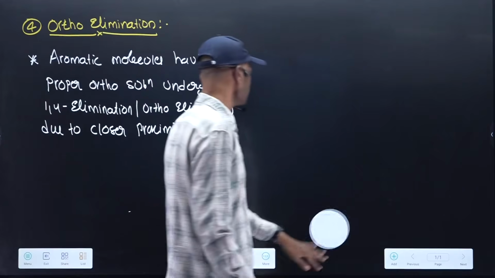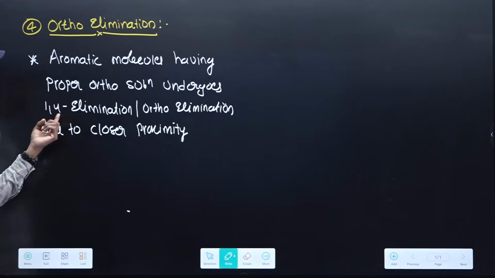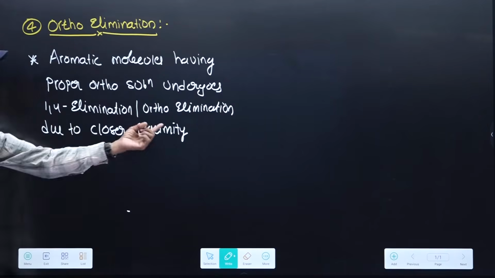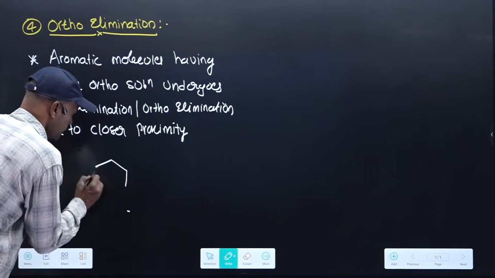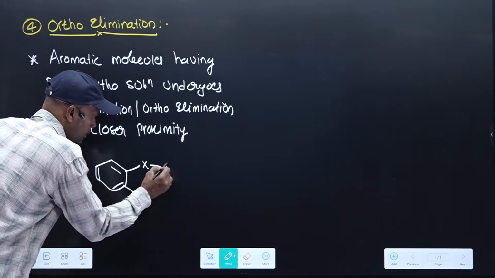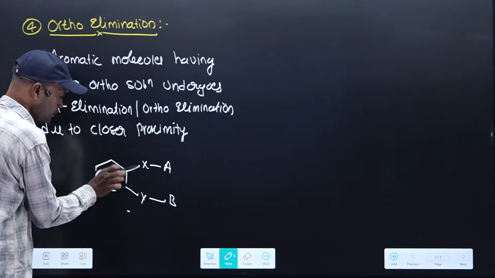This is known as ortho elimination. Aromatic molecules having proper ortho substitution undergo 1,4 elimination, or ortho elimination, due to closer proximity. So this kind of skeleton is required. This is X and this is Y, and here I am writing A and this is B.